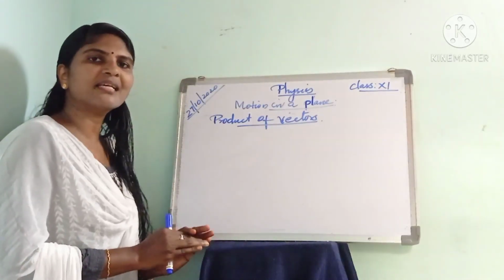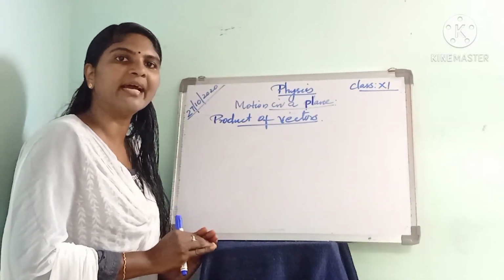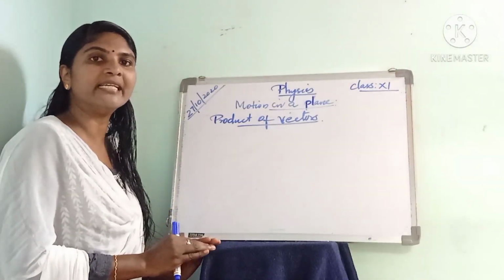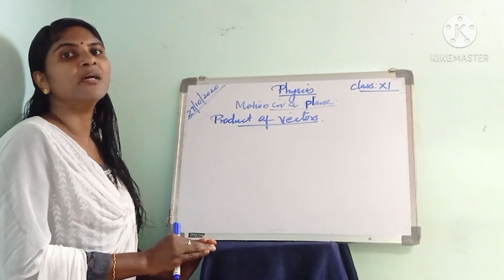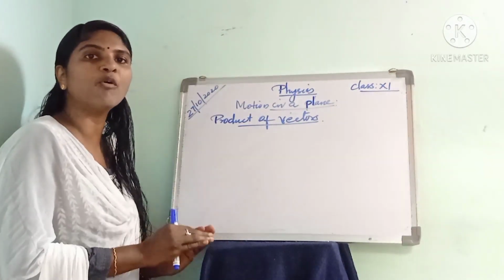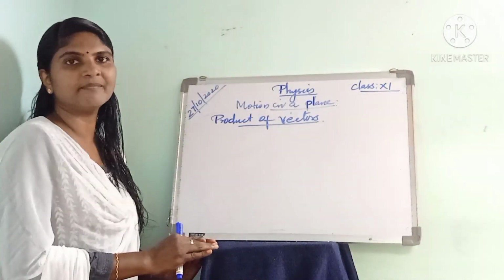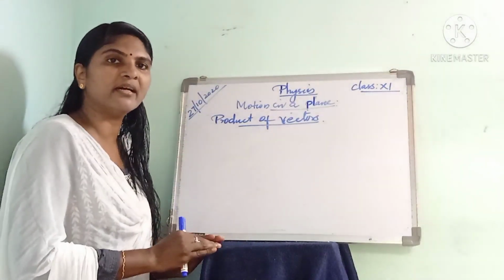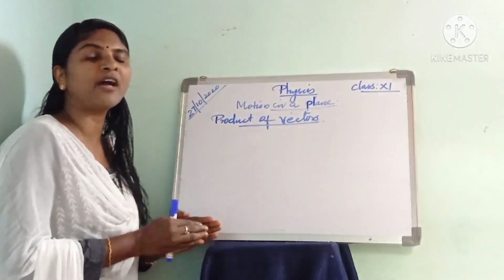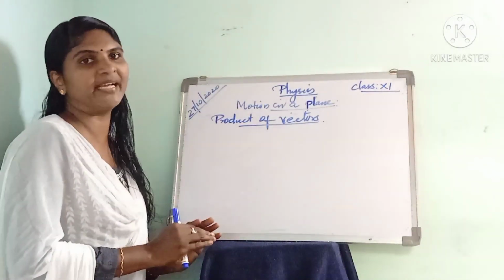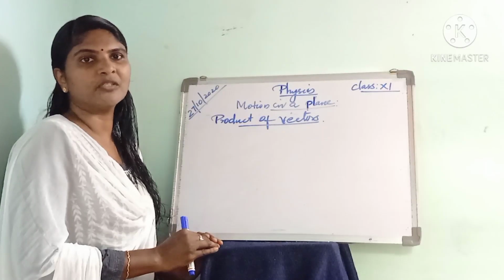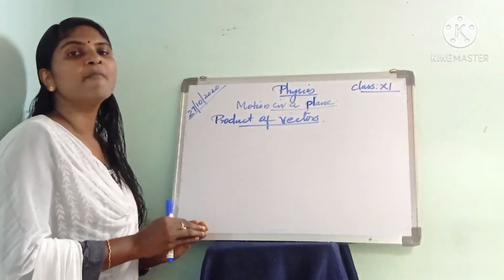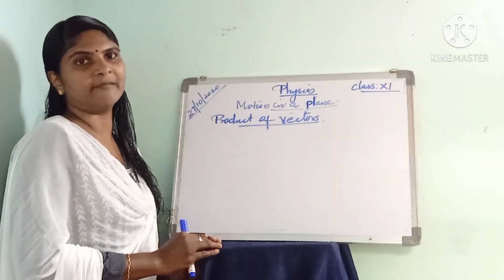Last class we learned how we can add or subtract two vectors. Also we have studied the rectangular components of vectors and how to resolve a vector. Today's class we are going to discuss how we can multiply or take the product of two vectors.